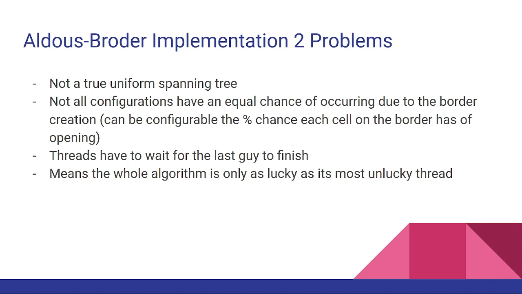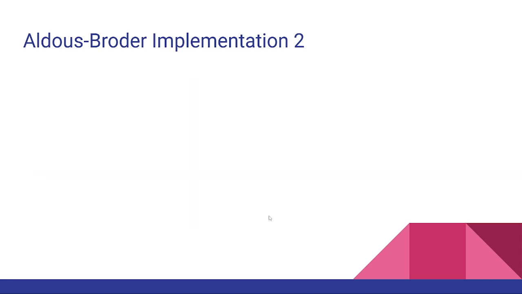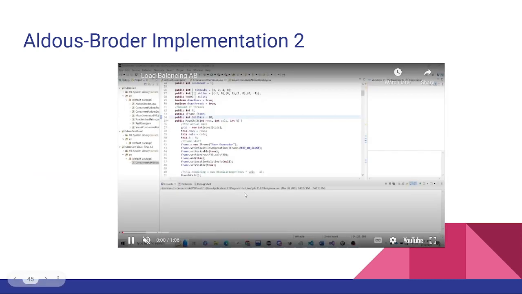Furthermore, each thread has to wait for the last guy to finish. This basically means that the whole algorithm is only as lucky as its most unlucky thread. However, this unlucky thread is being run on a smaller grid rather than being unlucky on a larger grid. So here's an example of that in action.